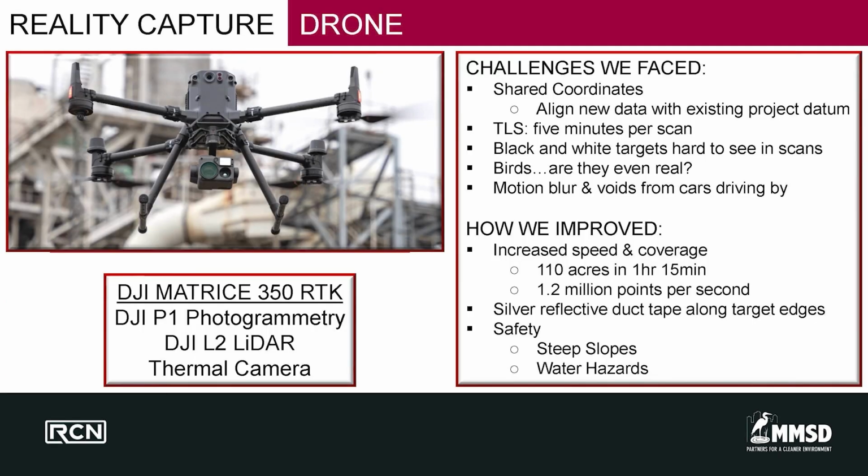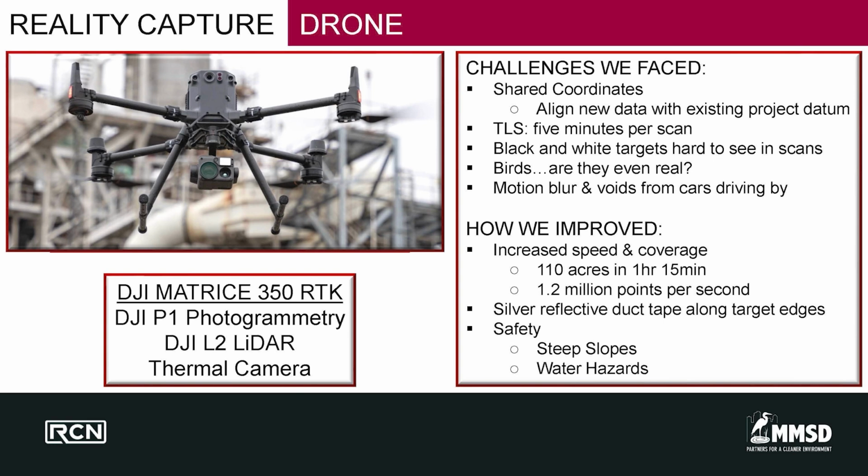This is our drone, the DJI Matrice 350 RTK. It's equipped with a DJI P1 for photogrammetry, a DJI L2 for LIDAR, and a soon-to-be-coming thermal camera. We've only had it for a couple months, but we've already faced a couple challenges with it, one of them being shared coordinates. We used it on a project that was started probably 7 years ago now, and we used an old datum, standard datum, and this data is being collected on the new datum, so we're going to have to align it with the old data. Also, black and white targets are hard to see in scans, and there's motion blur and voids from cars driving by.